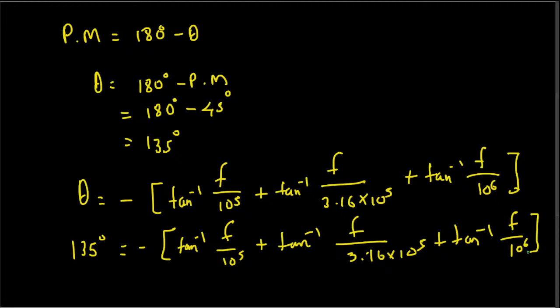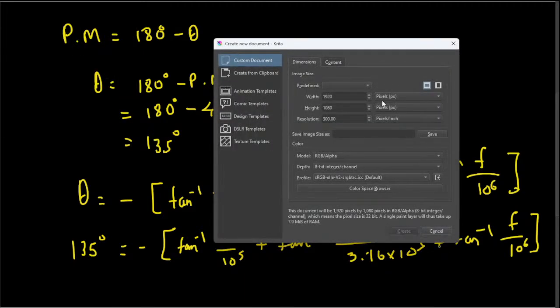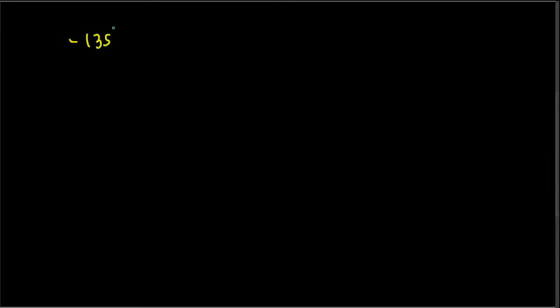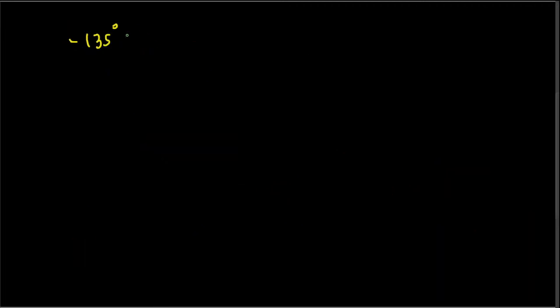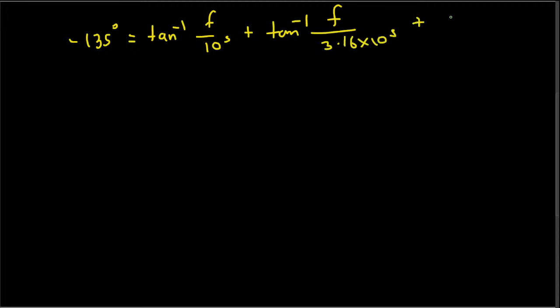Now the next thing we can do is bring this negative to the other side and make the left side negative. If we do that, then negative 135 degrees is equal to the whole thing, that is tan inverse f over 10 to the power of 5 plus tan inverse f over 3.16 times 10 to the power of 5 plus tan inverse f over 10 to the power of 6.